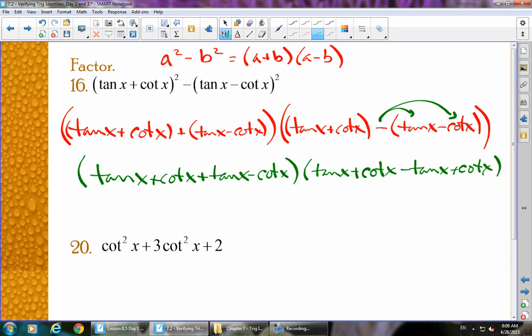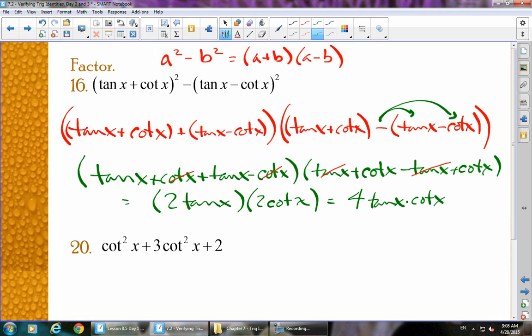Now when you simplify this, this side over here ends up coming up with 2 tangents of x, because those go away. Like over here, my tangents of x go away. And then this side over here becomes 2 cotangent of x. So that's going to become 4 times tangent x cotangent x. And you may already see where this is going. Since they're reciprocals, those are going to become 1. Answer is 4.